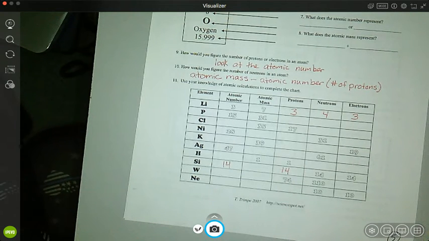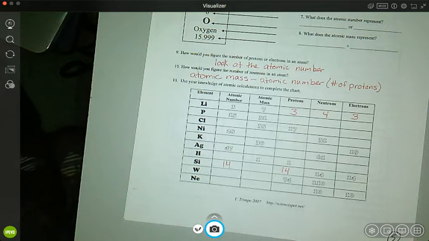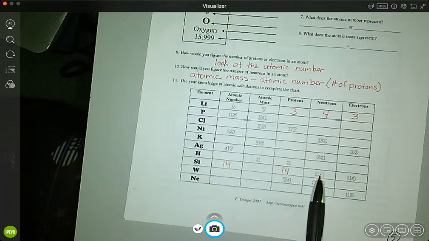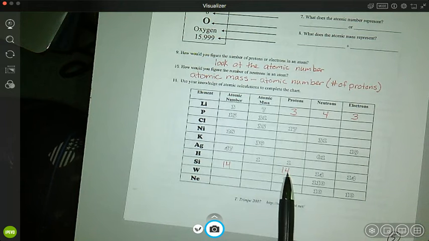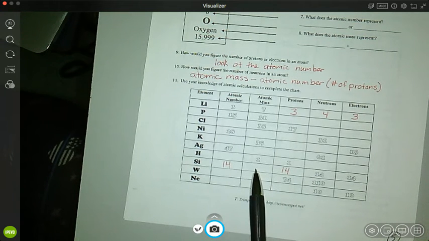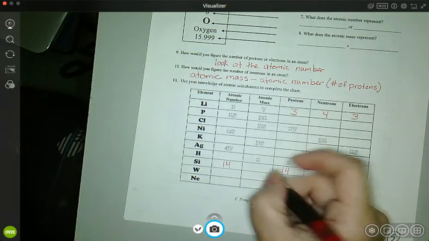Okay, but we're not going to minus, because now we need to figure out the atomic mass, right? So instead of subtracting, now what do we need to do with the neutrons and the protons? We need to add them. So we're going to add 14 plus 14, and that's going to be 28.